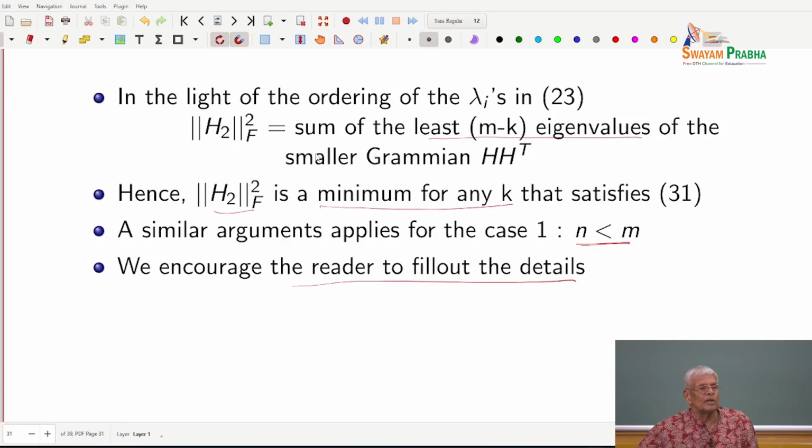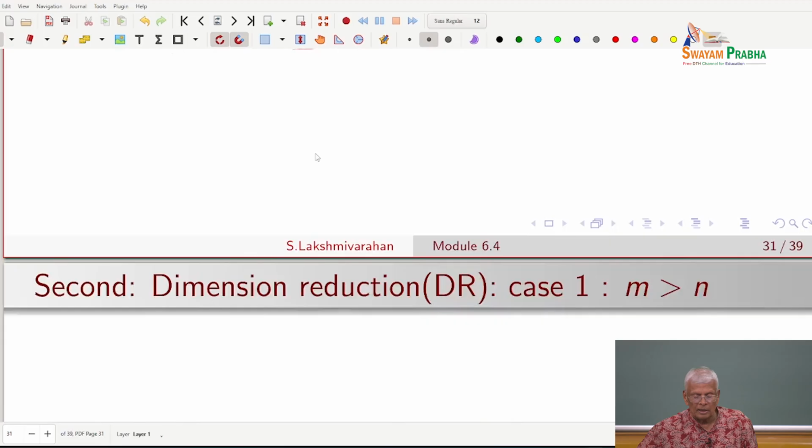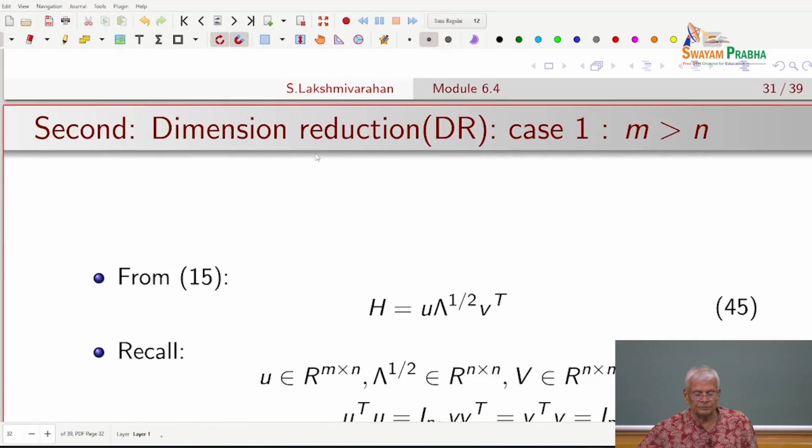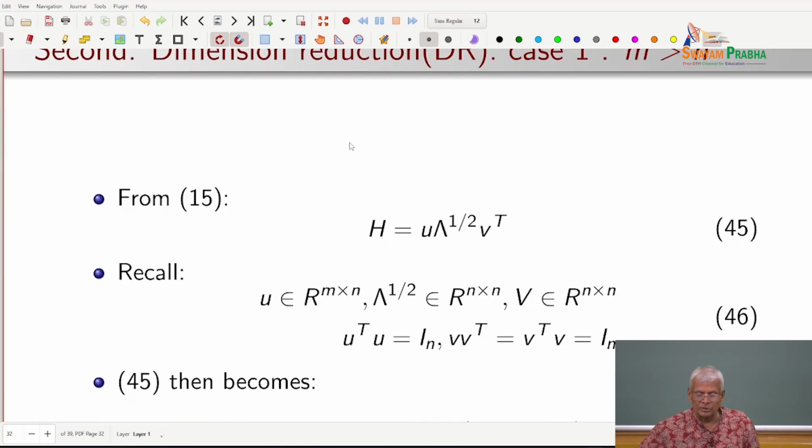I would like you to fill out the details for applying for the tall matrix. So we have shown the optimality. Now I am coming to the dimensional reduction, which is one of the fundamental goals of PCA.